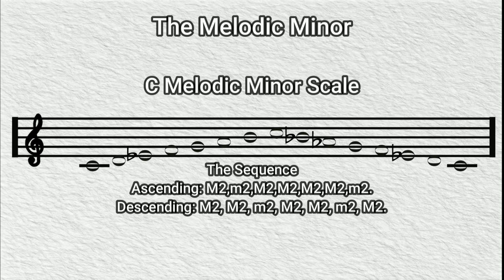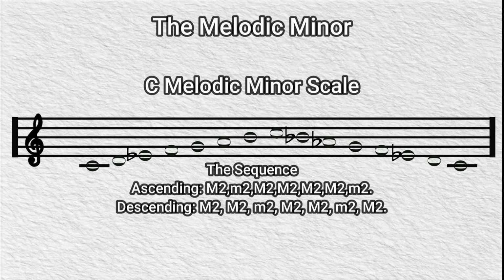The sequence of intervals ascending the melodic minor scale are major second, minor second, major second, major second, major second, major second, and a minor second. And descending would be major second, major second, minor second, major second, major second, minor second, and major second, basically descending the natural minor scale.